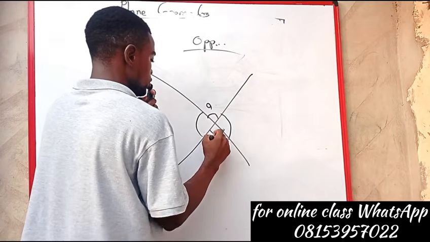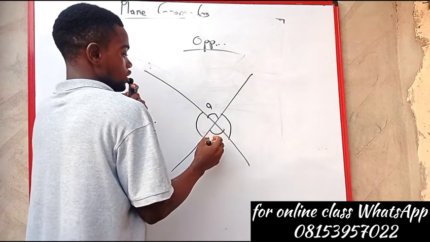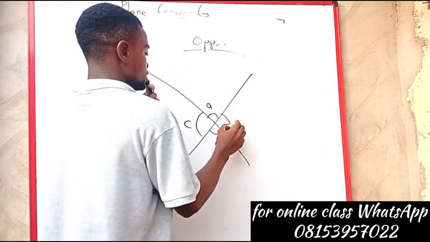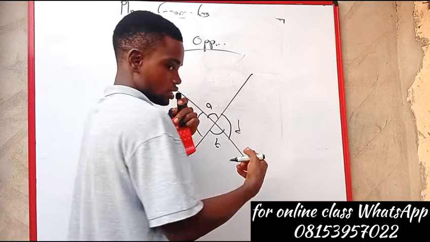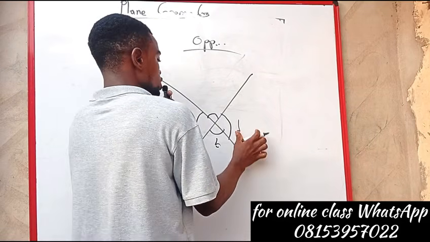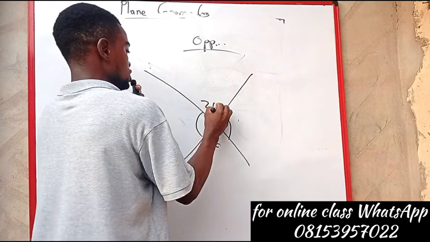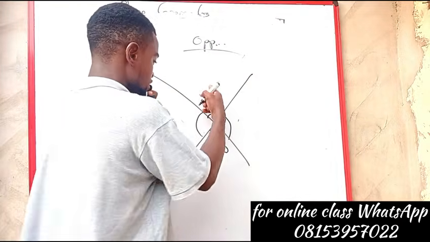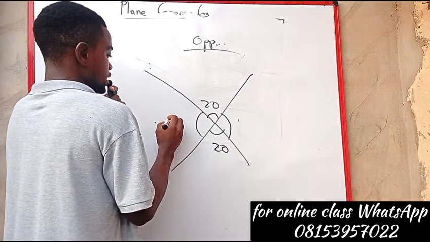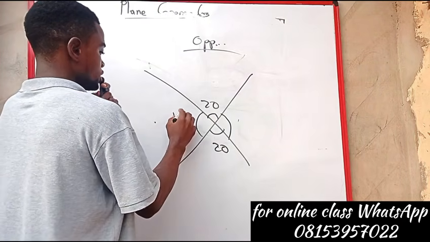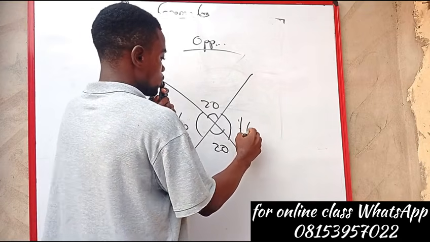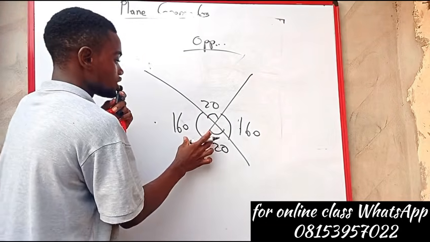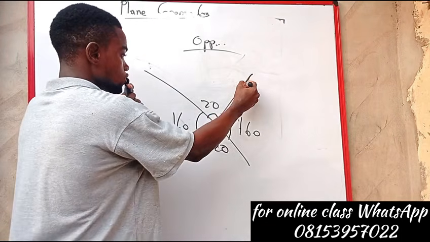So if here is A, here will also be what? A. If here is A, here is B. A is equal to what? B. If here is C, here is D. C must be equal to what? D. Hence, if in a question you are given this and you have 20, this side will also be what? 20. Opposite angle. See it faces me and faces you. If this side is going to be 160, this side will also be what? 160.